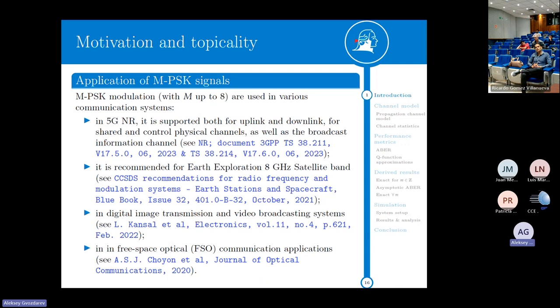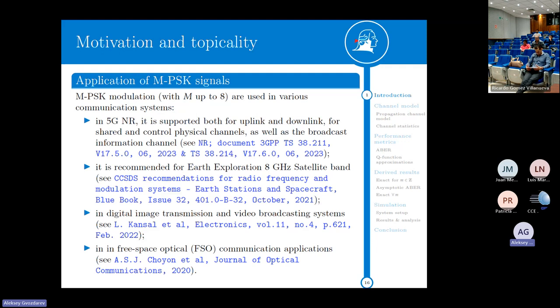For example, in 5G, depending on the channel quality indicator measurements, QPSK is supported both for uplink and downlink for shared and control physical channels, as well as for the broadcast information channel. Aside from the poor propagation conditions, modern signal processing made it possible to utilize even higher order PSK. For example, 8-PSK is recommended for Earth exploration in the 8 GHz satellite band, in some digital image transmission and video broadcasting systems, and in some free space optical communication applications.